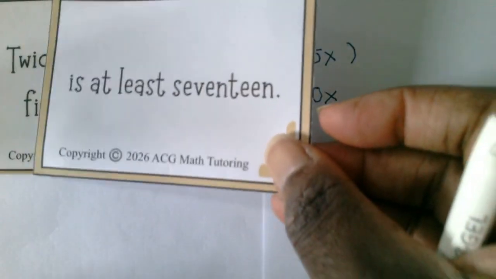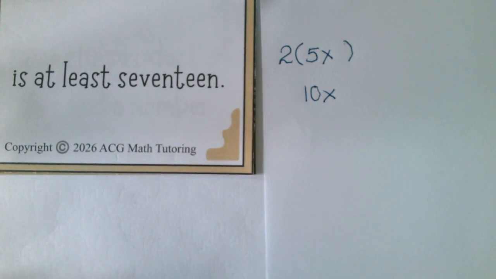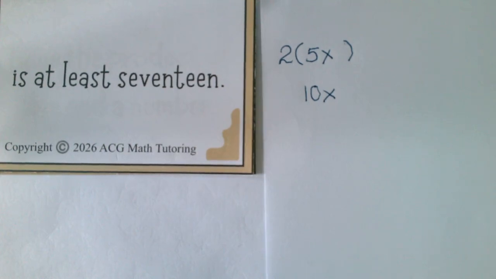There it is. Alright, so we're going to look at number 2. So what number 2 is at least 17. Okay? We need to translate that. Is at least 17.